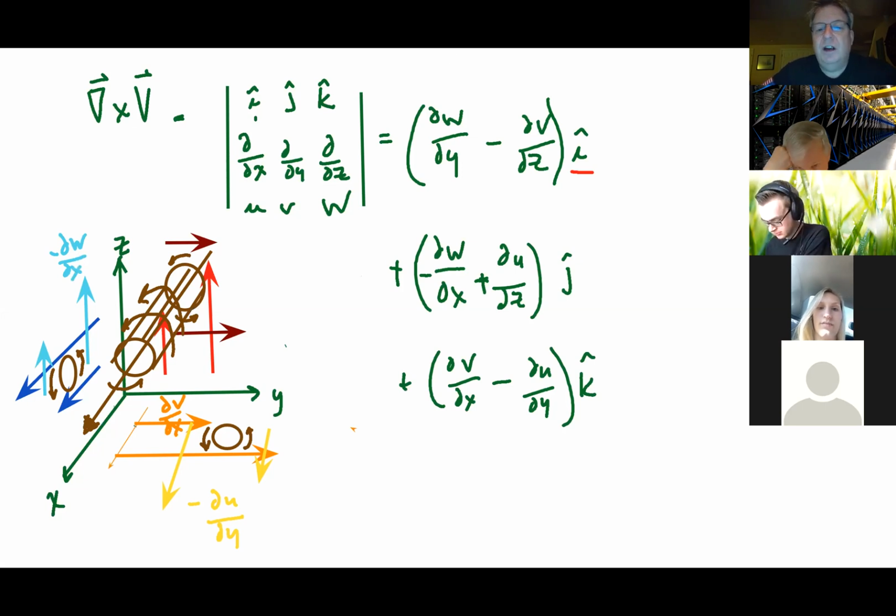And then what's the dark blue? Positive du over dz. So the dark blue is du dz. Probably would help if I labeled the right colors on my diagram a little bit better.